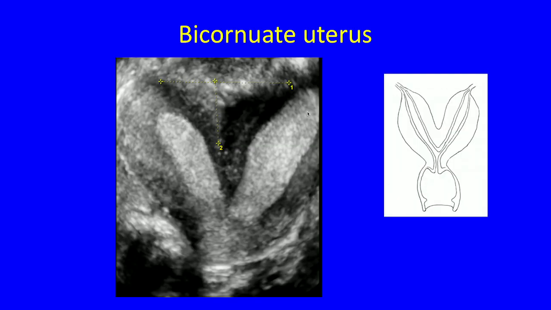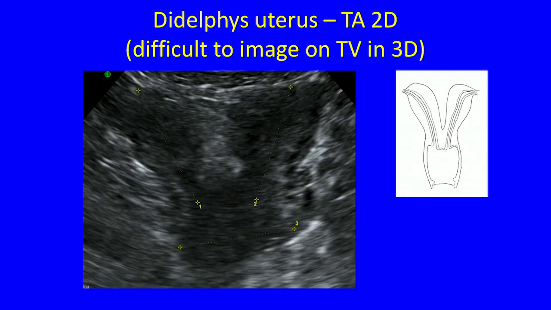In the bicornuate uterus, you can just see the outer myometrial contour has this big dip in it, more than 10 millimeters, and then there are the two cavities in a single cervix.